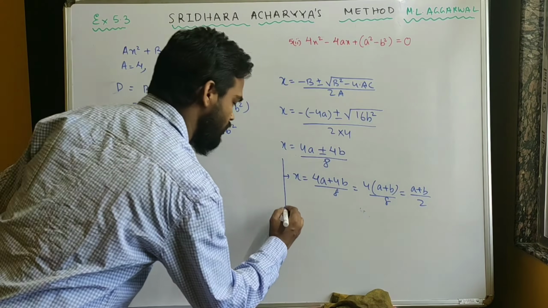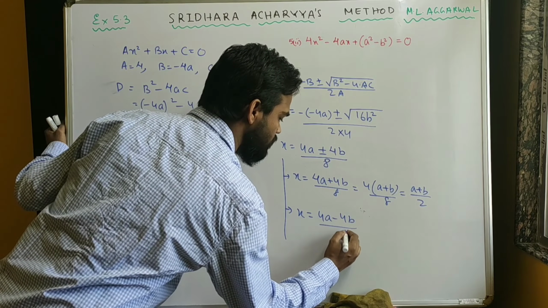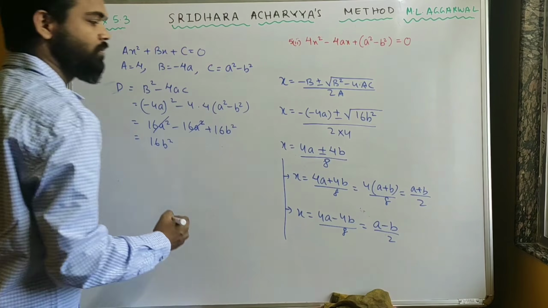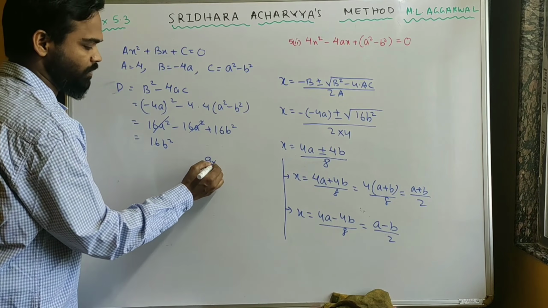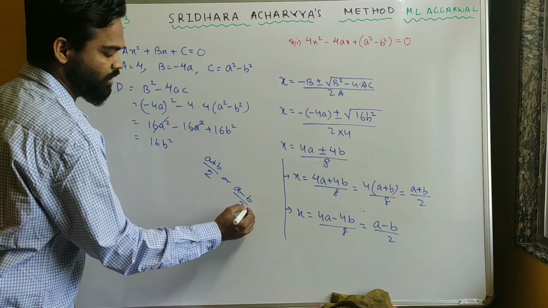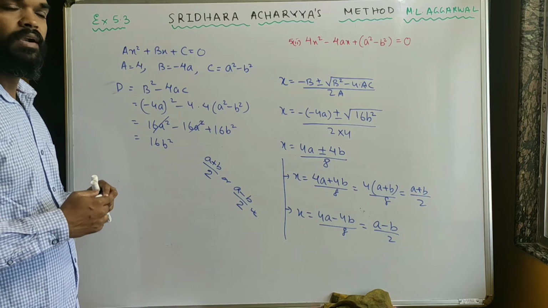Done. And the other value will be x equals 4a minus 4b by 8, which in the same fashion will be a minus b by 2. So your solutions are a plus b by 2 or a minus b by 2. Done. Now let us look at the next sum.